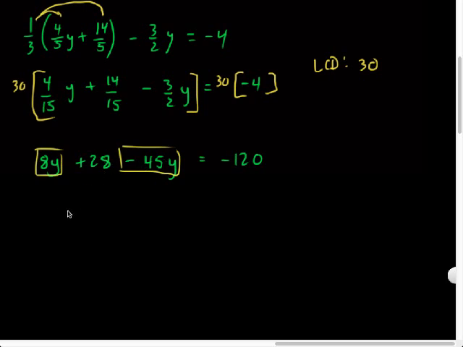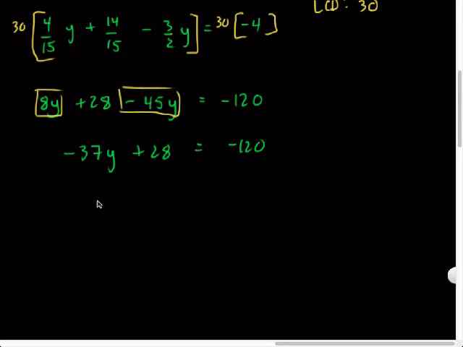-45 and 8 is going to be what? -37 y's plus 28 equals -120. What do I do now? Subtract 28. I like it. And if the book's answers are correct, hopefully whatever number this is going to be divisible by 37. So that's -148. So I divide both sides by -37.